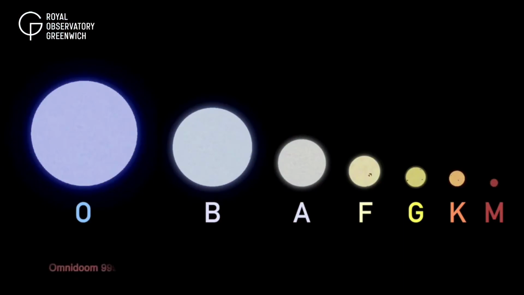Our current classification system consists of 7 main types: O, B, A, F, G, K, and M type stars, with your hottest being your O-type stars and your coolest being your M-type stars.